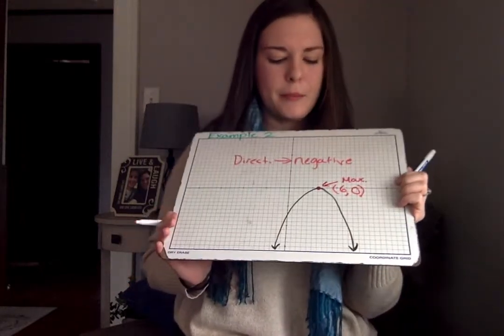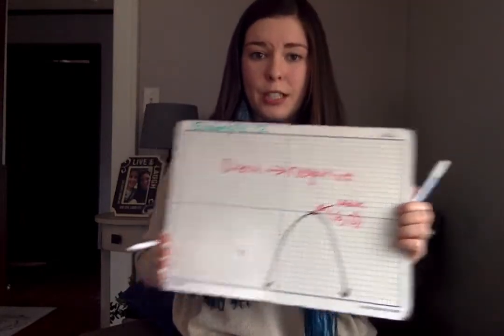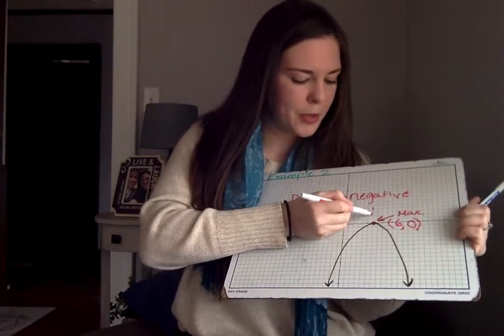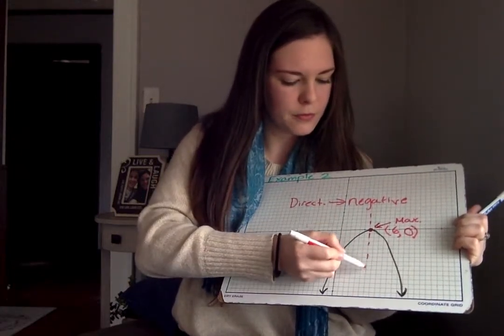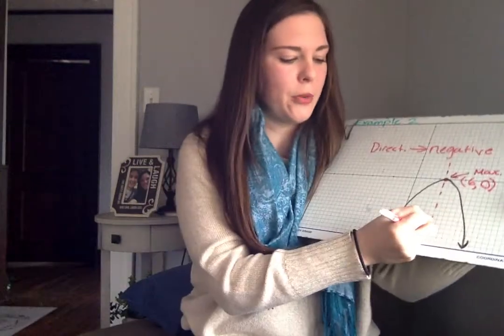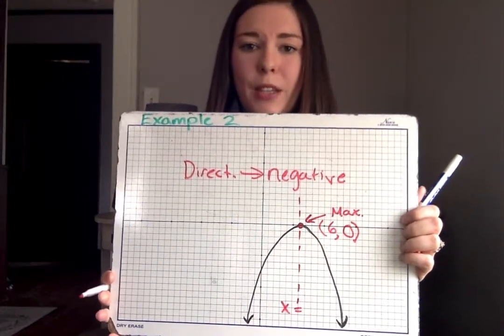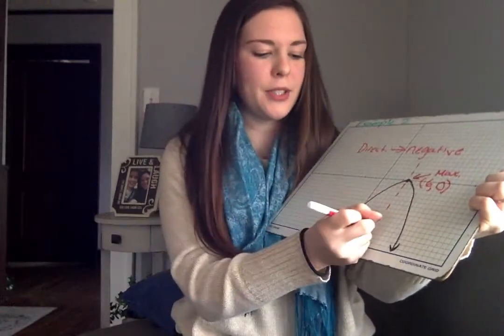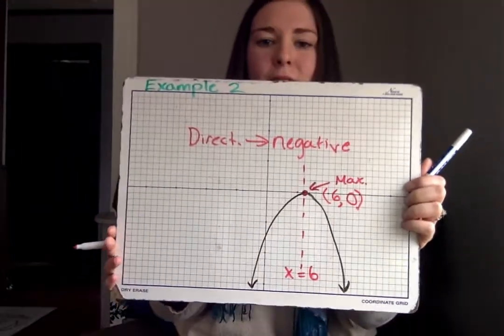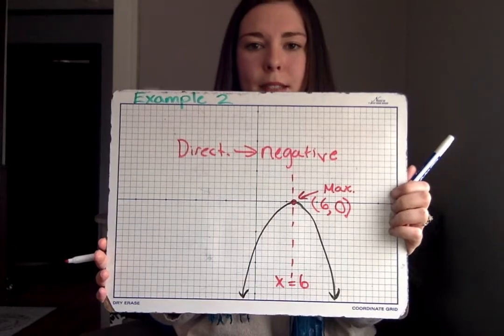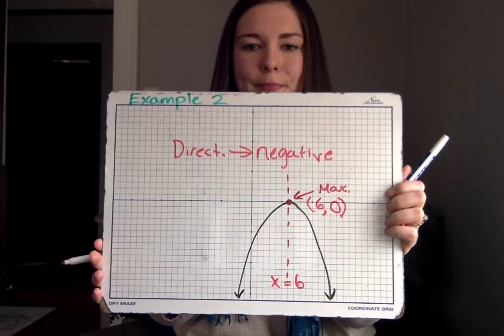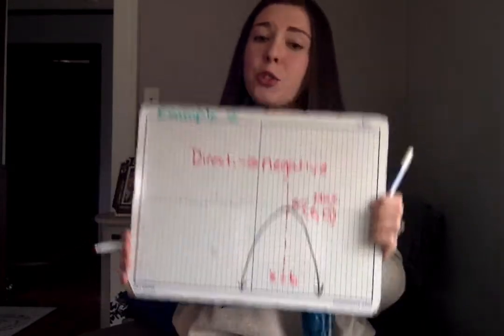Our axis of symmetry is the next one that we should identify. So draw that line through the middle. And remember, we always label it with x equals, and you just give me the x value. So our x value here was 6. So our axis of symmetry is x equals 6. All right, two more characteristics.